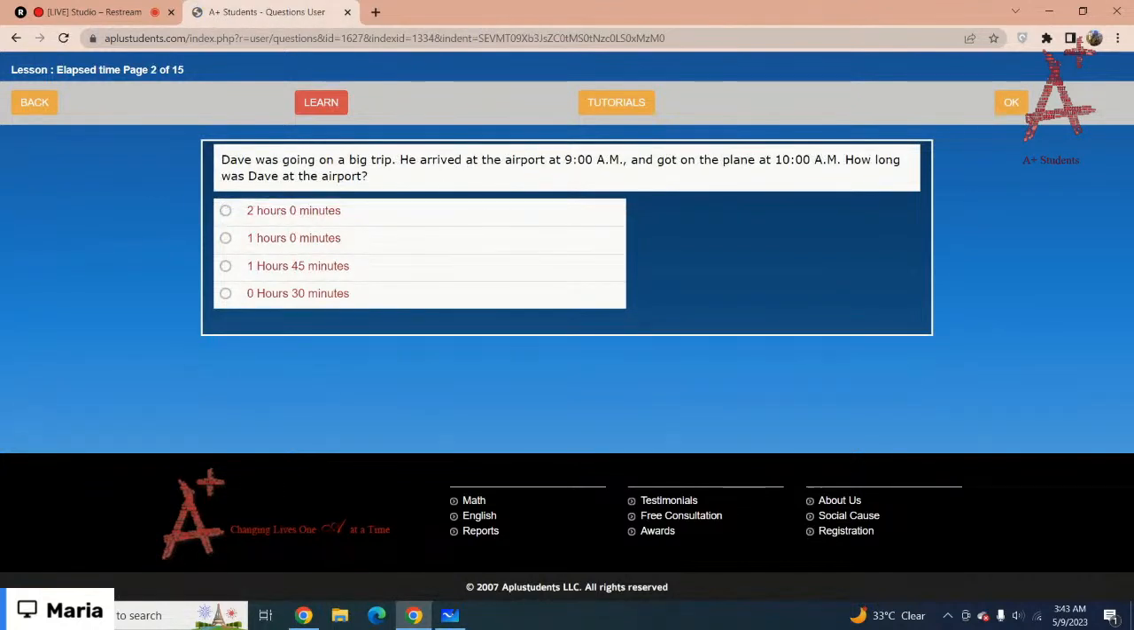Dave was going on a big trip. He arrived at the airport at 9 and got on the plane at 10. How long was Dave at the airport? You have to calculate the time he spent at the airport. So he got there at 9 and he got on the plane at 10. So how much time did he spend there? 9 to 10, just 1 hour. That means he spent just 1 hour and 0 minutes at the airport. Got it?